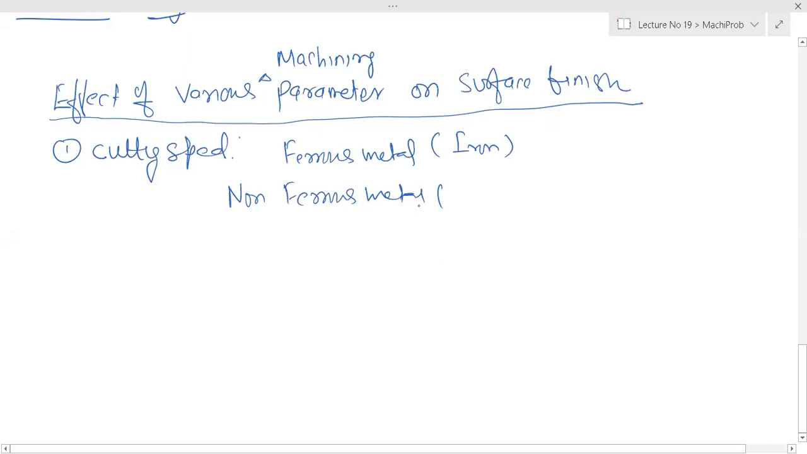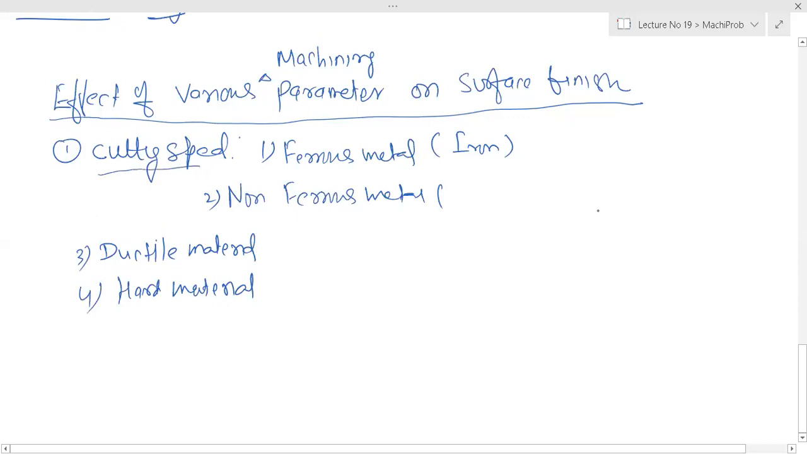And again, you have two things. One is ductile material, and a hard material. So in 4 cases, we'll discuss the effect of cutting speed on surface finish.